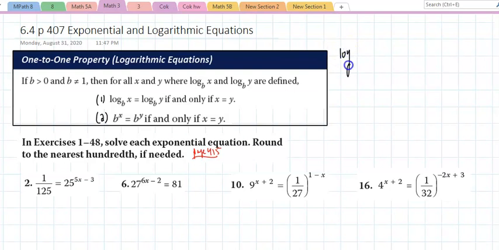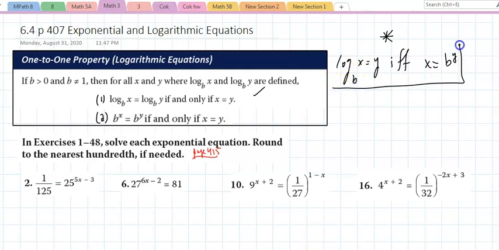Log base b of x equals y means, if and only if, x equals b to the y. So this solves, again, not saying b is bigger than 0 and all of these things, assuming they're satisfying those conditions right there. That's the definition. That solves anything.